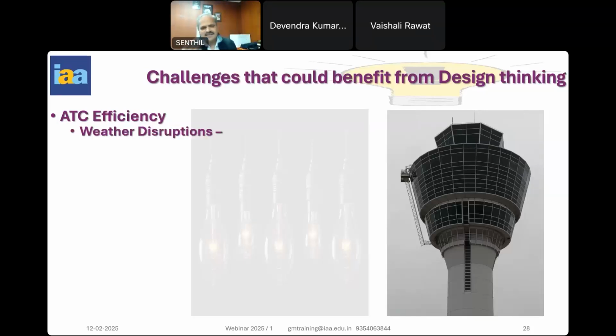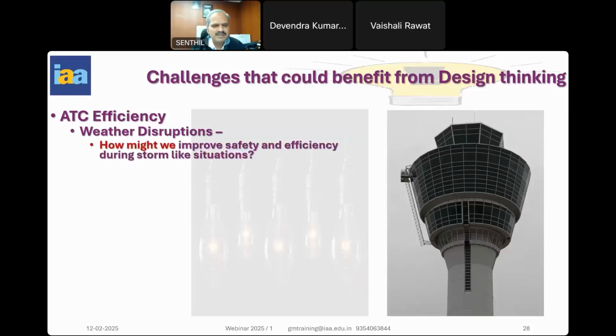Now ATC efficiency, weather disruptions. See, nowadays we are finding this all over the world. We are seeing airports submerged in water. So we need to think something much further ahead. We should not copy, and we should not wait for Europeans to do something. We have a predominantly growing capacity of ANS. We need to think from all these angles.